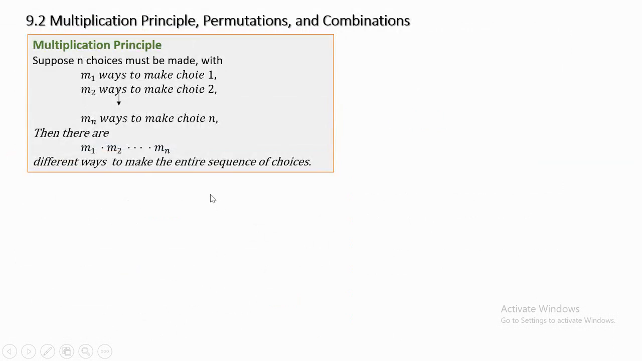Okay, now multiplication principle, permutation and combinations. So this is called the multiplication principle. Suppose n choices must be made with m1 ways to make choice one. I think this was misspelled, but I just copied and pasted. So then there are m1 times m2 times ... times mn choices.